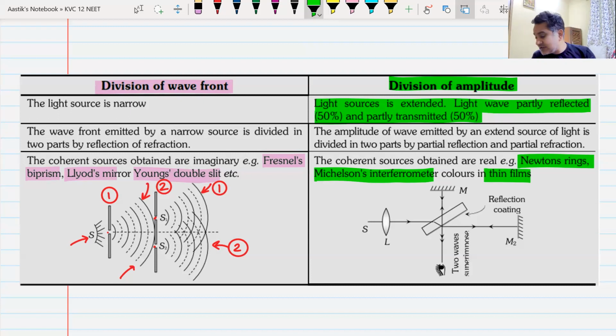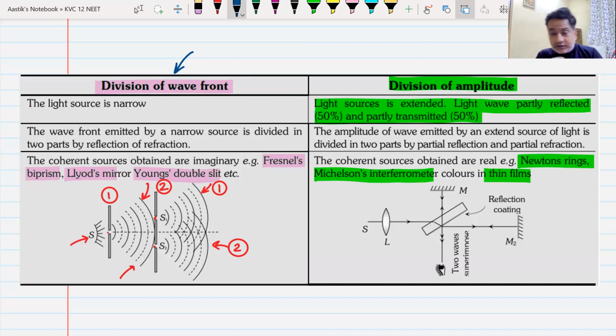What we have to understand is only Young's double slit experiment. And in Young's double slit experiment, how do we obtain coherent sources? We obtain coherent sources by division of wavefront. Do we understand this?